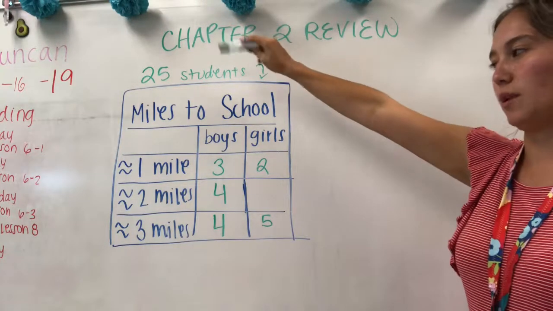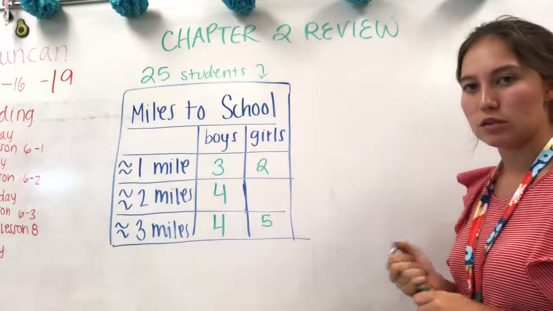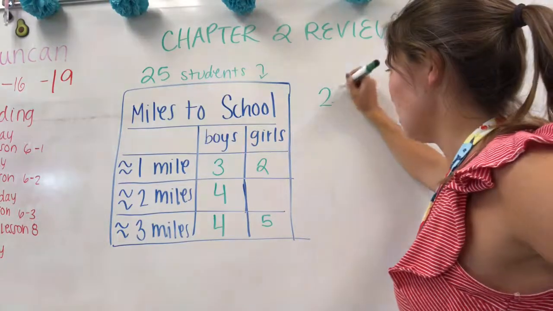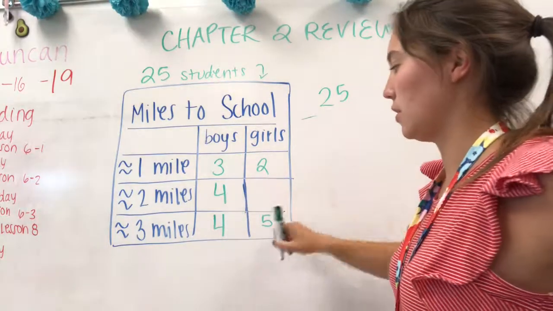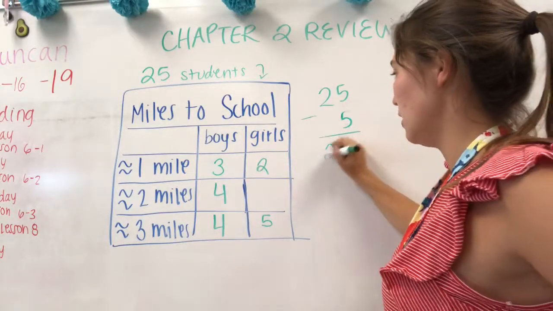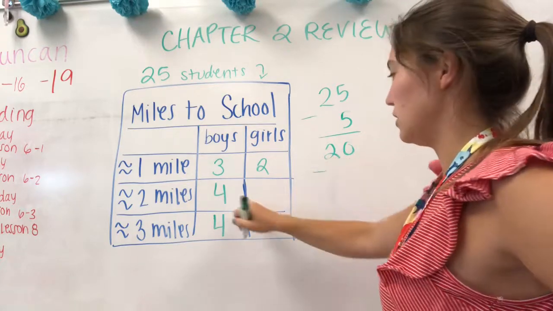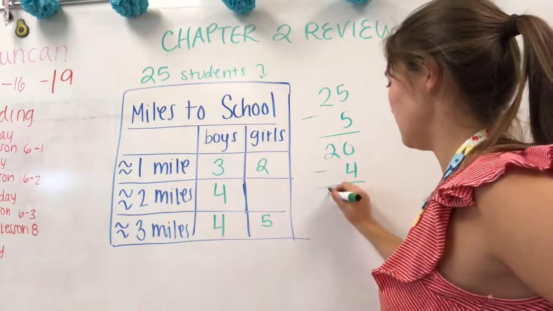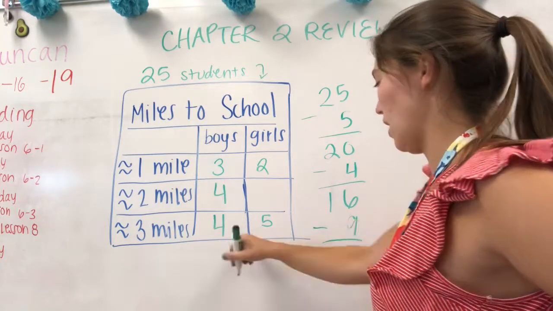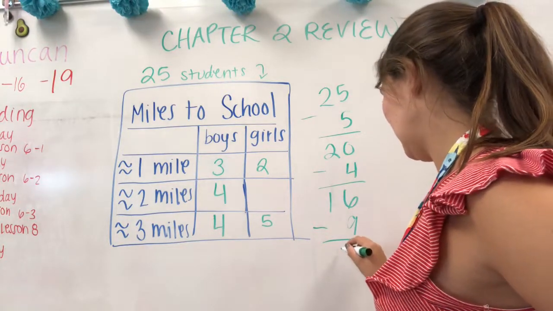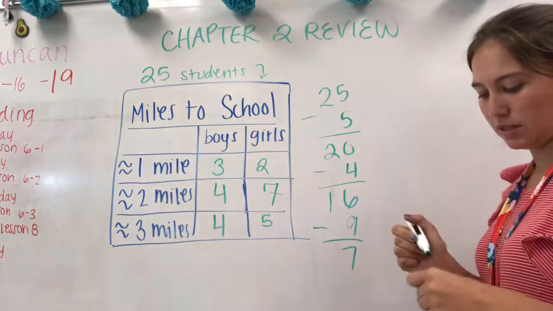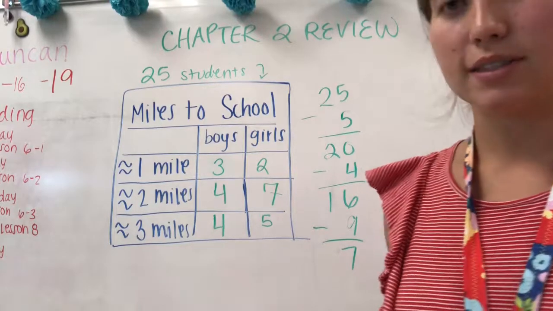So if I know that there's 25 total students, I can use subtraction. I'm going to take my starting number, 25 students, and subtract the ones I've already gotten data on. 3 plus 2 is 5, so I'm going to subtract 5, and I'm at 20. 20 minus 4 gives me 16, and 16 minus 9, 4 plus 5 is 9, gives me 7. So in my blank, I would have 7. That was my missing part. So I need to write the 7 in my chart.